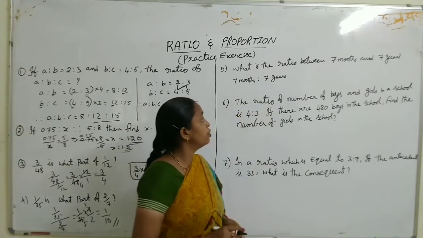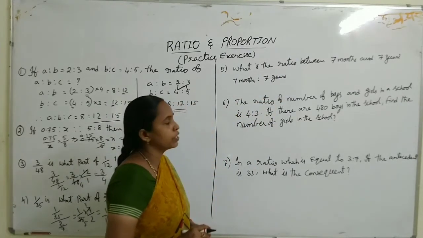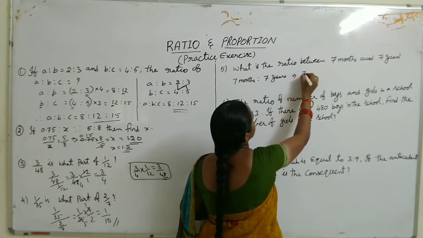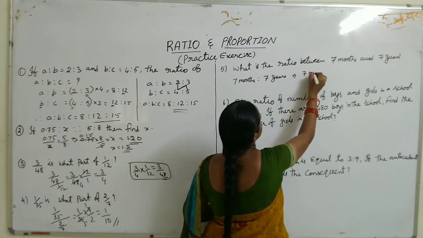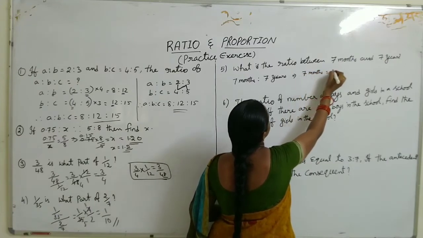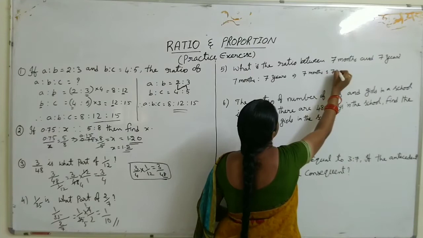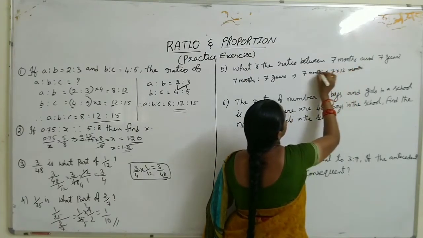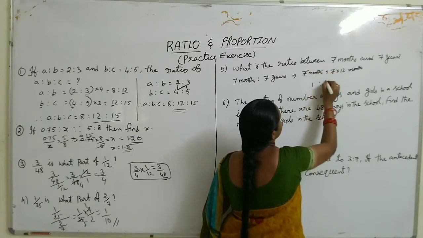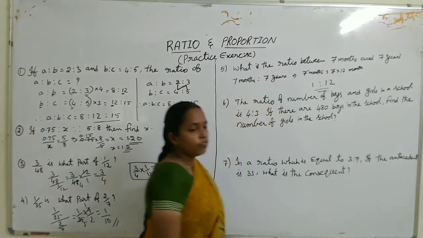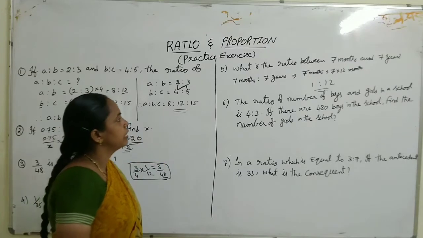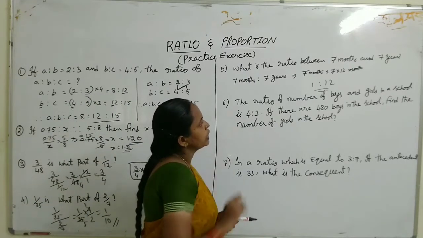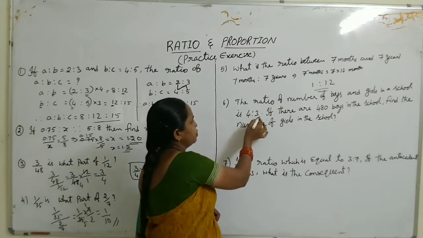The first rule for ratio is that units should be the same. So 1 year equal to 12 months. So 7 months is to 7 into 12 months. And months cancel, 7 cancels, and the ratio equals 1:12.